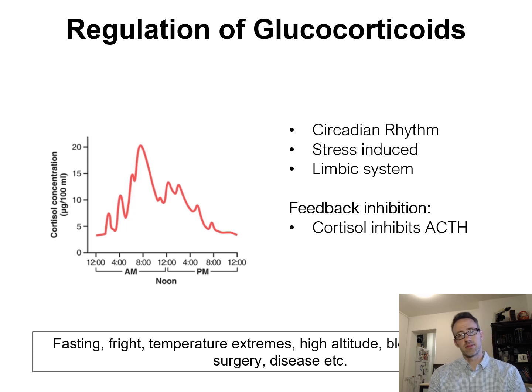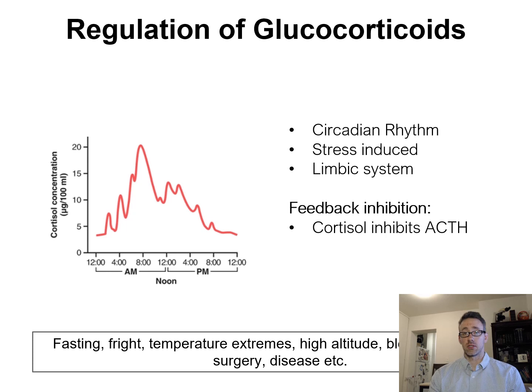Again, you can get bigger spikes throughout the day depending on a person's stress level, or if they had undergone some sort of trauma or have some type of illness. Then the magnitude of this would be a little bit different, but it would still follow a circadian pattern. Limbic system, because again, that's the emotional centers of the brain, which can also trigger cortisol levels. And there's feedback inhibition.